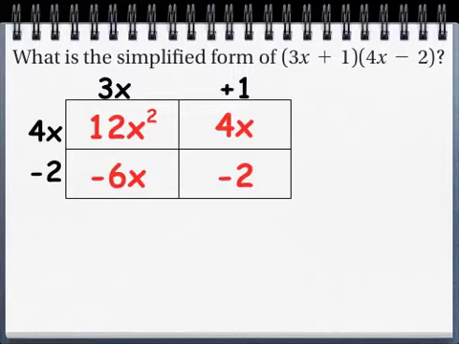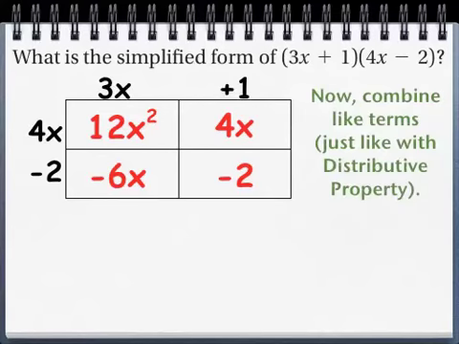So go ahead and do negative 6x plus 4x, which is a negative 2x. So my final answer is 12x squared minus 2x and then minus 2. There was nothing to combine my negative 2 with either.